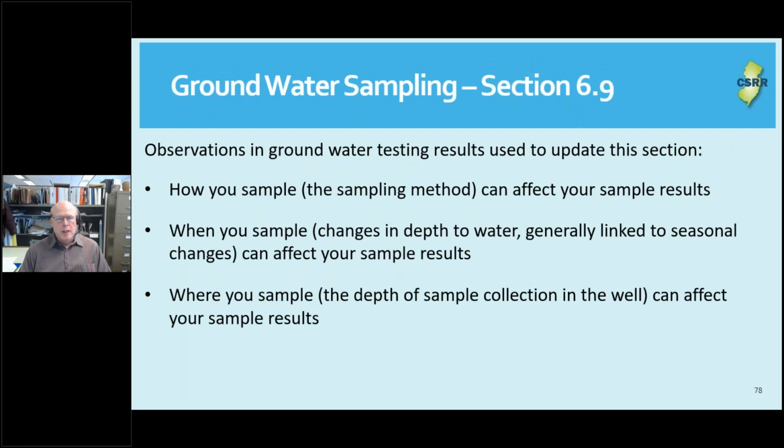This slide presents 3 observations that DEP used in updating section 6.9. How you sample, that is the sampling method. When you sample, that is the depth to water at the time of sampling. And where you sample, that is the depth of sample collection in the well, may affect the sampling results. These observations are likely the result of the complex interaction of site geology, site hydrology, and contaminant behavior with respect to the location and depth of the well intake interval.